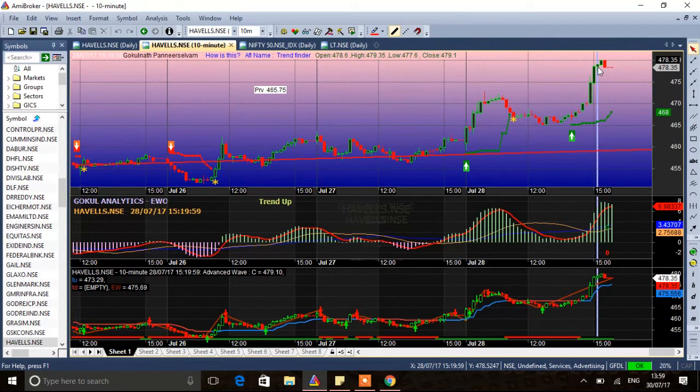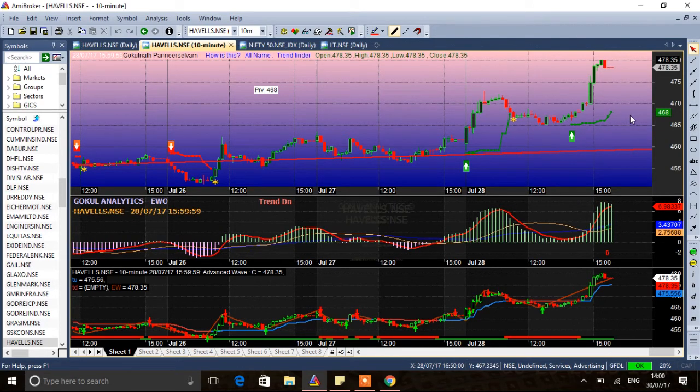So we entered at 468, which is 10 points. So we made 10 points here. Already we made some 5 points there. So totally 15 points. If you have bought only one lot, which is 2000 in Havells, so 15 points into 2000. So we made 15 into 2000, 30,000 with this strategy in my system.